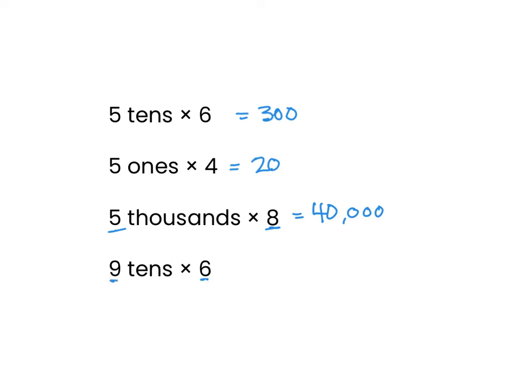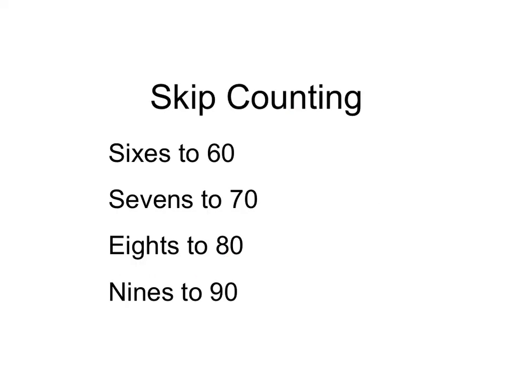And 9 tens times 6 is equal to 54 tens, or 540. This last page here, we're going to practice our skip counting. Again, you should be really, really good at this. So we're going to go 6s to 60 up, and then we'll come back down.